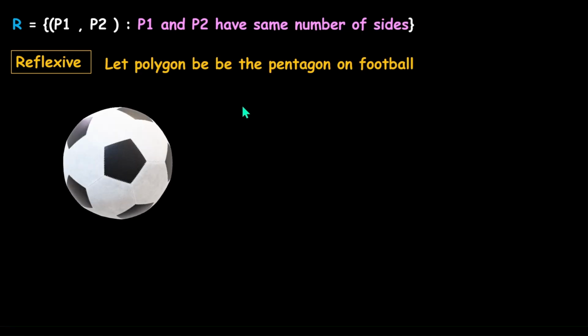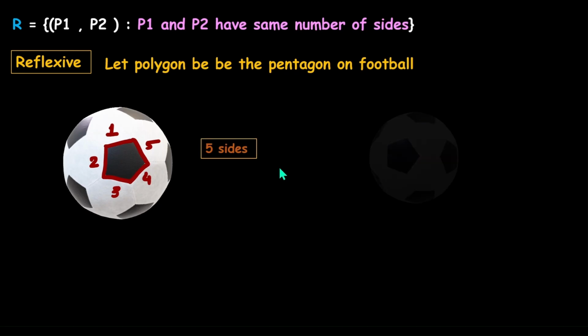So let's take our football. You can see the pentagon here. Let's count the number of sides on this figure: 1, 2, 3, 4, and 5. So it's clear that this is a pentagon, right? Now for reflexivity, I have to compare this with itself, to check that it has the same number of sides as itself. That's why it would be related to itself.